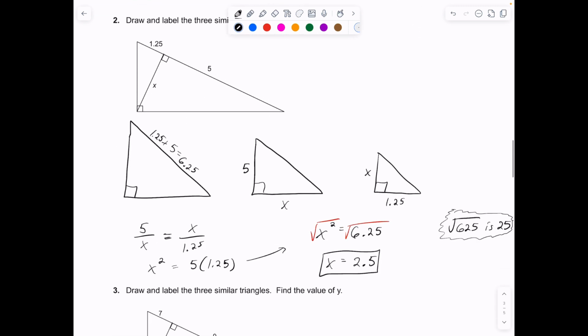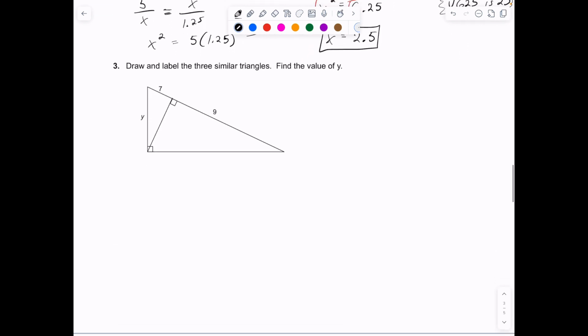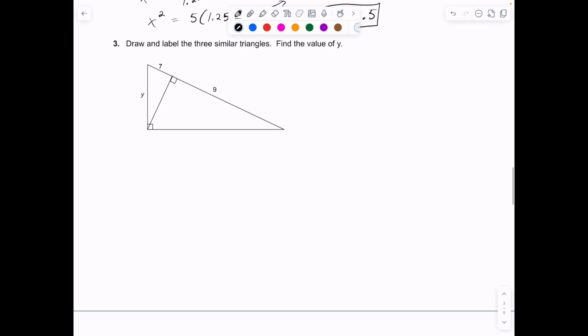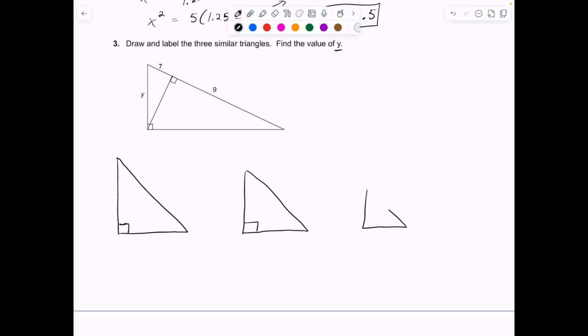Okay, let's go to, I'm going to skip 2. I did that already. You can check out the key. Let's go to number 3. Same process for setting this up. We only need to find one, though, just Y. So I'm going to draw my big triangle, I'm going to draw my medium triangle, and then draw my small triangle.